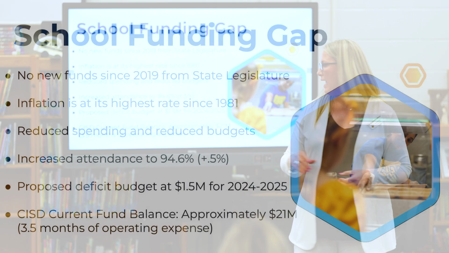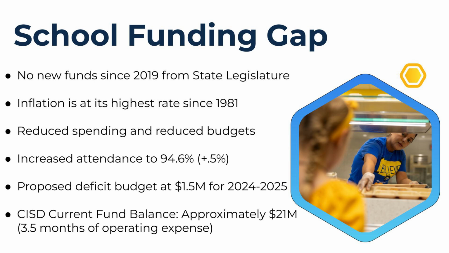Right now, we have about $21 million in our fund balance, and the law requires that we have 3 months of operating expense. So for us, we've got about 3.5 months of operating expense saved up in case something were to happen. Everybody would know we have 3.5 months to be able to pay the salaries, to pay the bills, to do all those things before something really tragic happened.